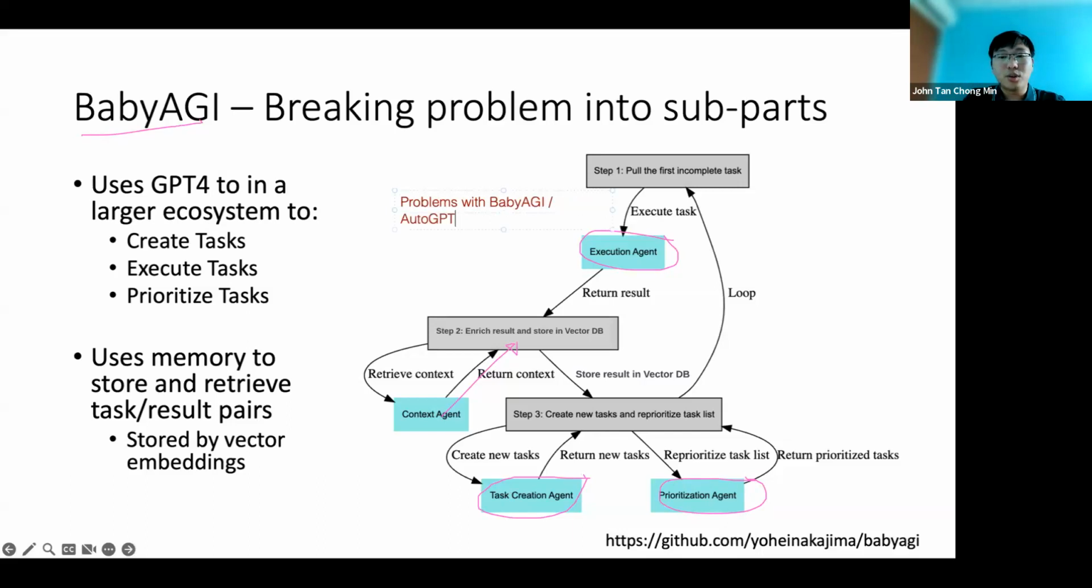Although, the problems with Baby AGI and AutoGPT, there are actually some problems with this. The problem is that the hierarchy is not defined and is left to the LLM to infer. So this may not be the best way to do it.